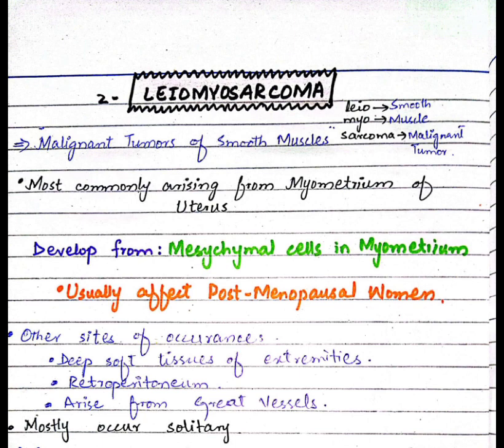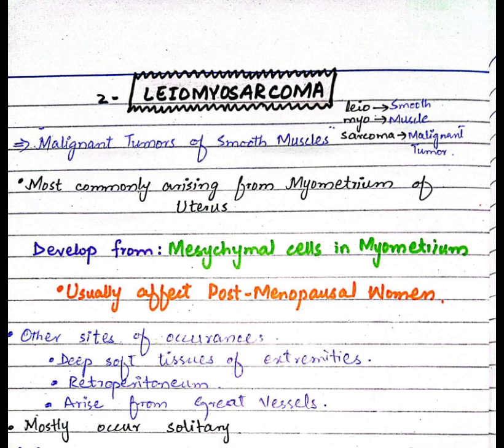Now let's discuss leiomyosarcomas. Leiomyo again means smooth muscle cells and sarcoma means malignant tumors. So they can be defined as malignant tumors of smooth muscle cells. They most commonly arise from the myometrium of the uterus and they develop from mesenchymal cells in the myometrium. So the mesenchymal cells present in the myometrium differentiate into some abnormal cells which are called leiomyosarcomas. And they are usually less differentiated as compared to their benign counterpart, which is leiomyomas.